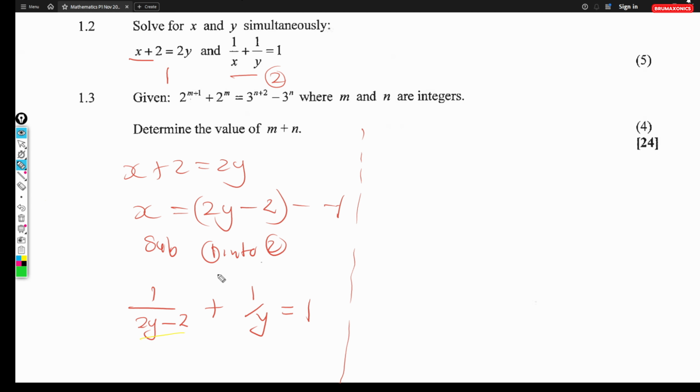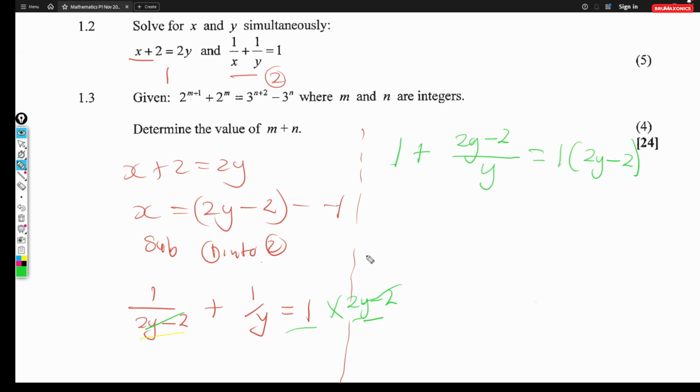In order for us to eliminate this fraction, we have to multiply the entire equation with this guy here. If we say the entire equation is multiplied by 2y minus 2, this guy will cancel this guy, and we'll be left with 1 here, plus 1 times 2y minus 2 all over y, and this side we are going to have 1 into 2y minus 2. So we multiplied the entire equation with this guy.